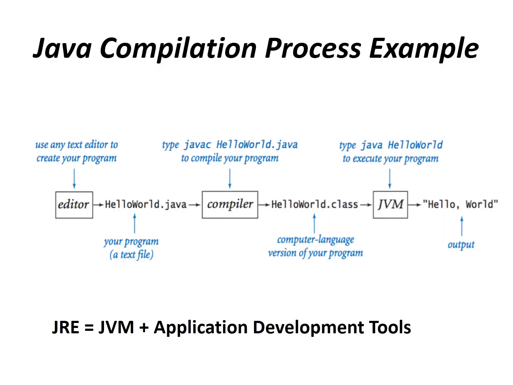Next, this is another example of Java compilation process. Here we have the tools of the Java environment. See here, editor, compiler, and JVM. These are the tools that we use for executing the Java program. Here, editor is where we write the program of Java, and we save this program with the name hello world. Here is the name of the program, and .java is the extension for any Java program which we write in the editor, and we have used BlueJ as one of the editors.